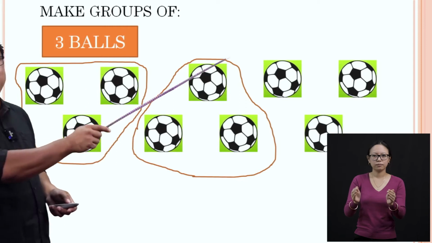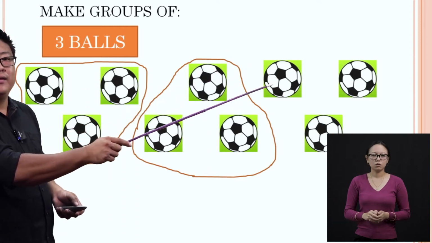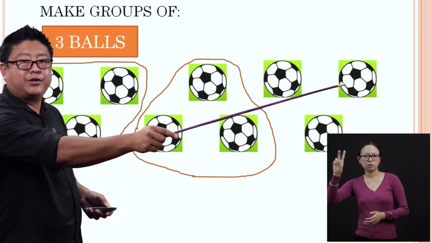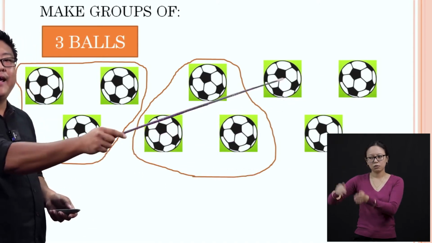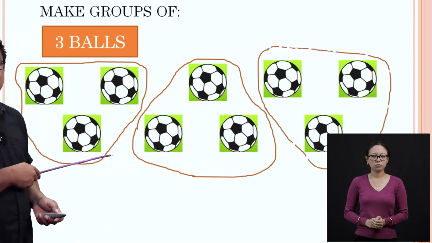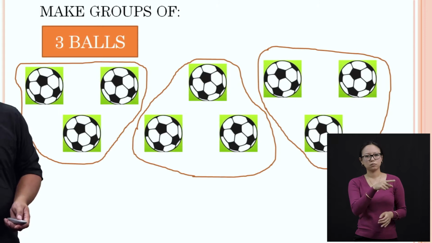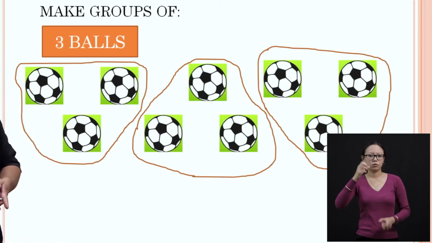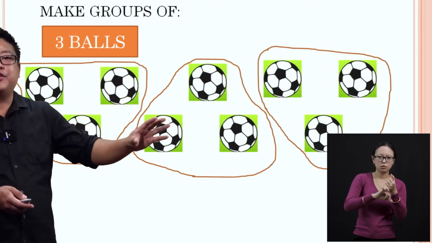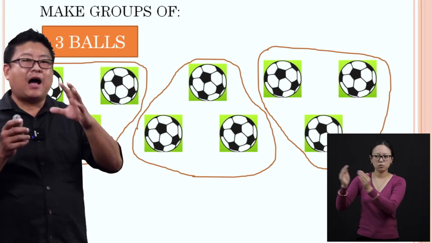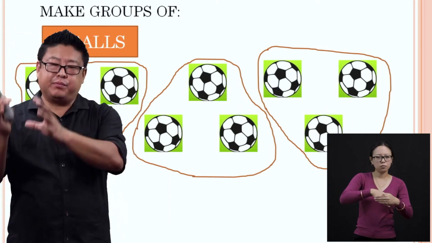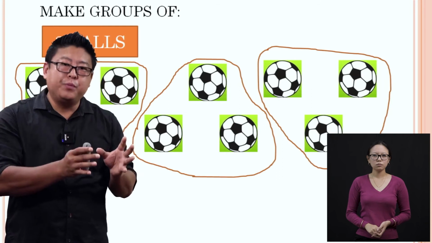Let's go to the next football. 1, 2, and 3. These three again together can form another group. All right. So we have three different groups with three balls in each group. Right. So this is how you group different objects. This is how groups are formed.